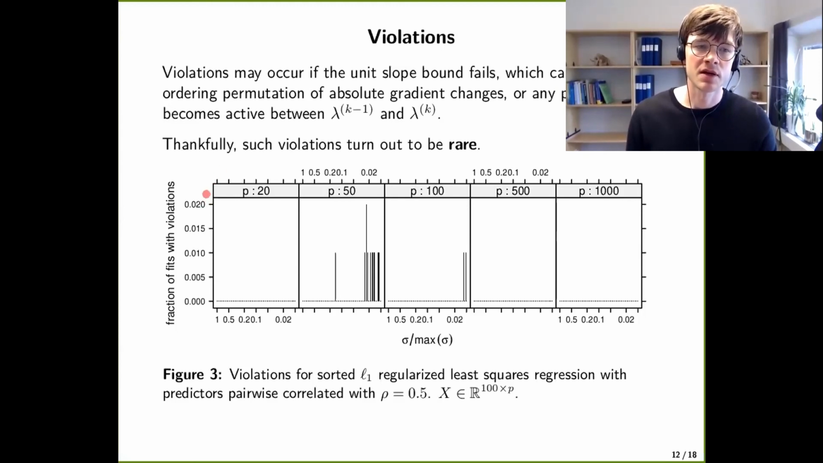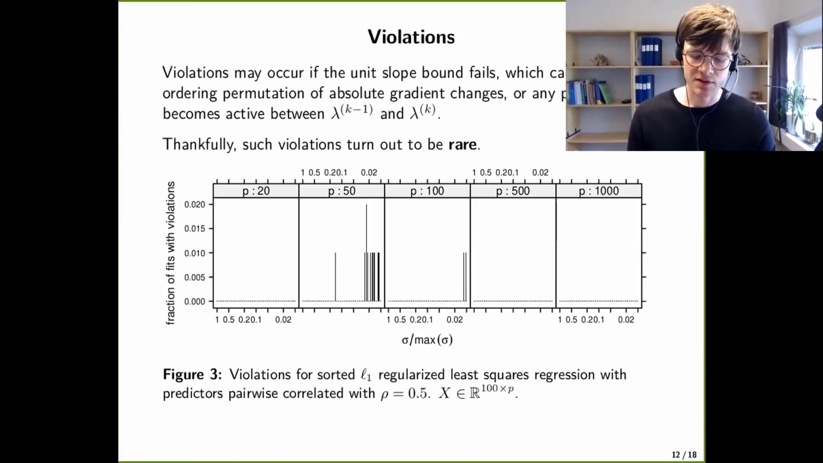In this graph, we've run benchmarks against the problem with a predictor matrix of 100 by P, increasing P for the different panels. And basically for many of the examples here, we don't run into any violations at all. And even for the examples where we do, the y-axis here represents the fractions of fits where we have any violations, which is in the order of single digits, so around 1% at this part of the path, and so on. So the number of refits we have to do is very few.